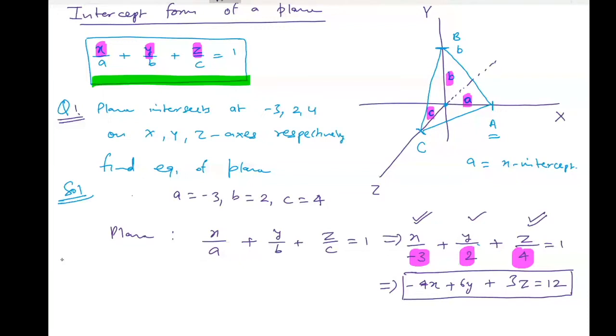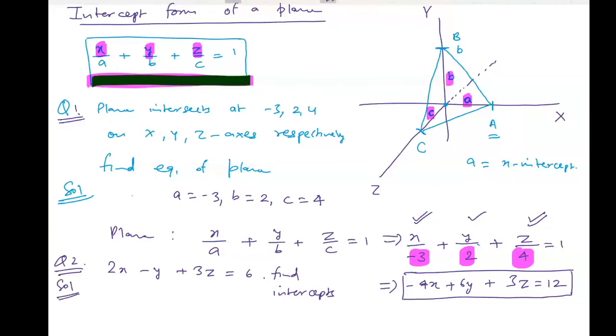Sometimes plane is given and you are asked to find intercepts. For example, plane is given here: 2x minus y plus 3z equals to 6. You need to find intercepts. What to do? For finding intercept, we need to convert plane in this form. This is the intercept form of a plane, which is x by A plus y by B plus z by C equals to 1.